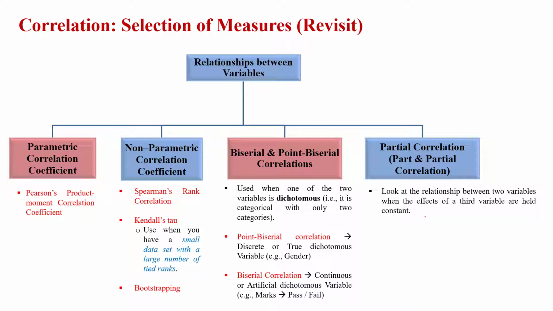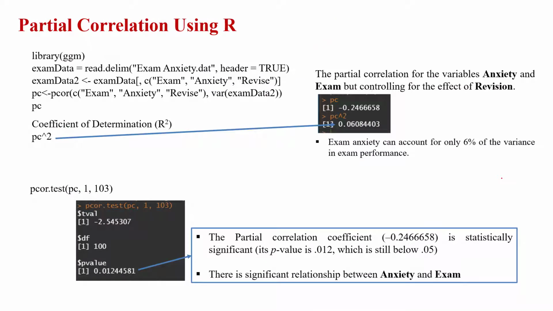Now let's talk about the last type of correlation, which is the partial correlation or the part partial correlation. As we have discussed earlier, we can apply the partial correlation or part correlation coefficient when we are interested to find out the relationship between two variables by controlling the effect of a third variable. Or you can say the effect of the third variable we should hold constant. In such a scenario we can apply the partial correlation coefficient.